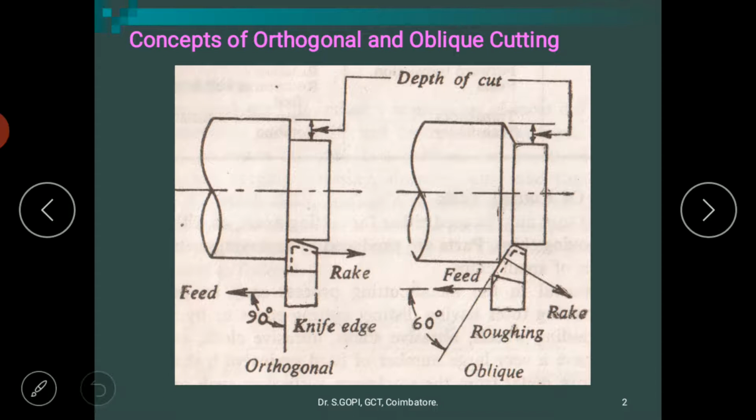Again, in orthogonal cutting, the work is rotating in the chuck. This is the rotation of the work material. Due to this rotation, for the provided depth of cut, the work material comes into contact with the cutting tool edge and shears over the cutting tool edge, and the chip slides over the rake surface.